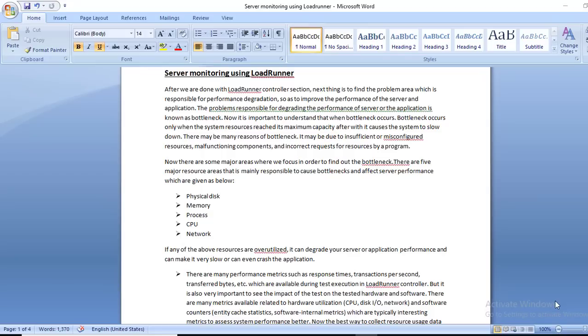So in order to improve the performance, we have to identify the problem responsible for degrading the performance of the server or the application. Now, the problem responsible for degrading the performance of the server or the application is known as a bottleneck.